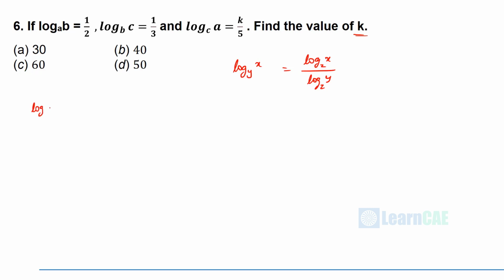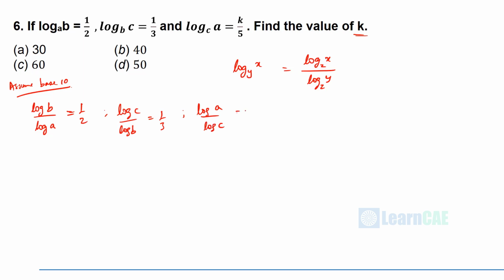So log b by log a is equal to 1 by 2. Assume base 10 for all the cases. Okay. Next, log c by log b is equal to 1 by 3. Next, log a by log c is equal to k by 5. Now we shall multiply all these cases, that is log b by log a into log c by log b into log a by log c, which will be equal to 1 by 2 into 1 by 3 into k by 5.